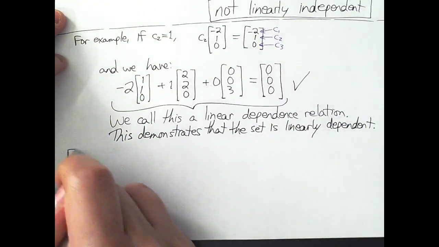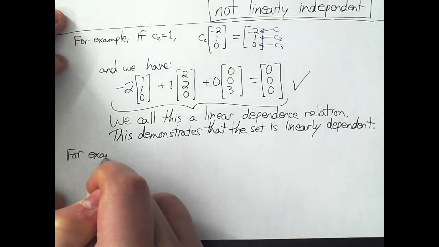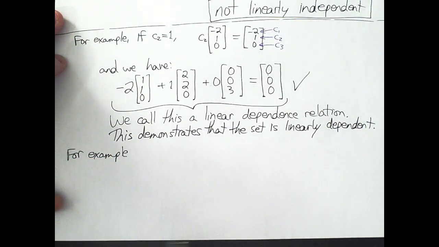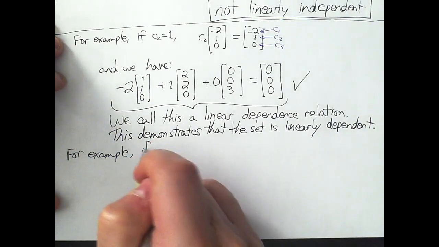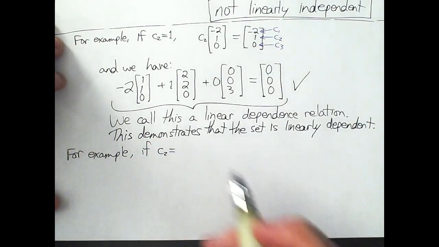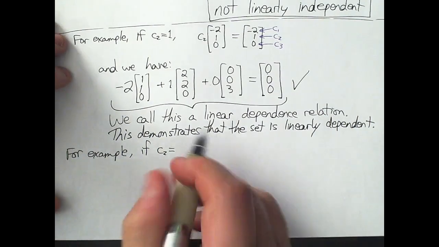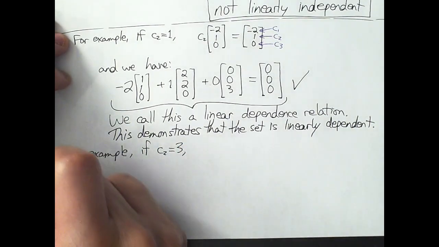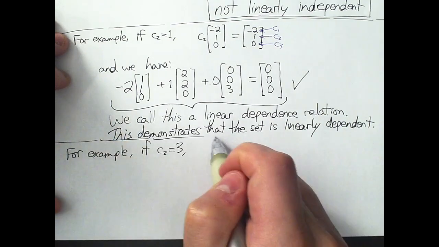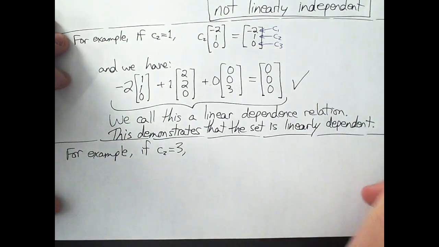I'm going to show you another one, though. Is that the only linear dependence relation for this set? No, it's not, because we could have a different value of C2. C2 was a free variable. What if I say C2 is 3? Okay. Just want to show you that that gets us another linear dependence relation.